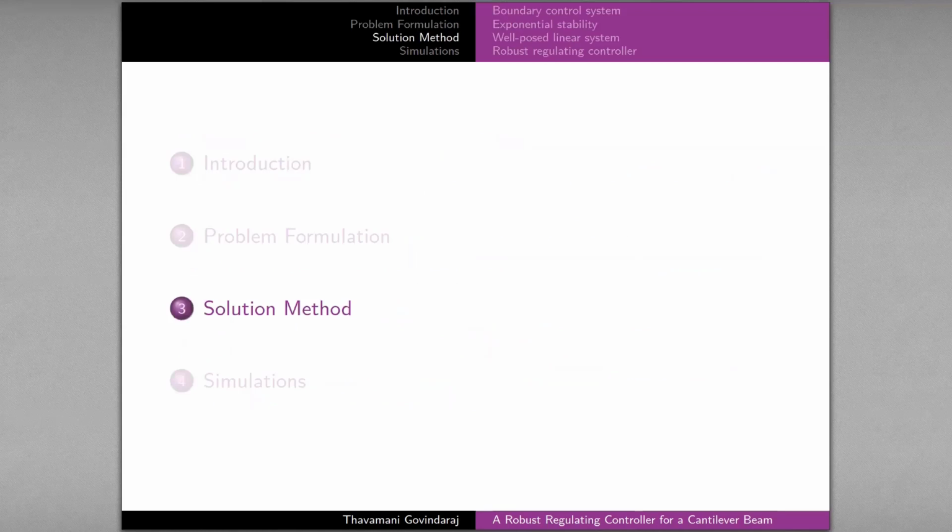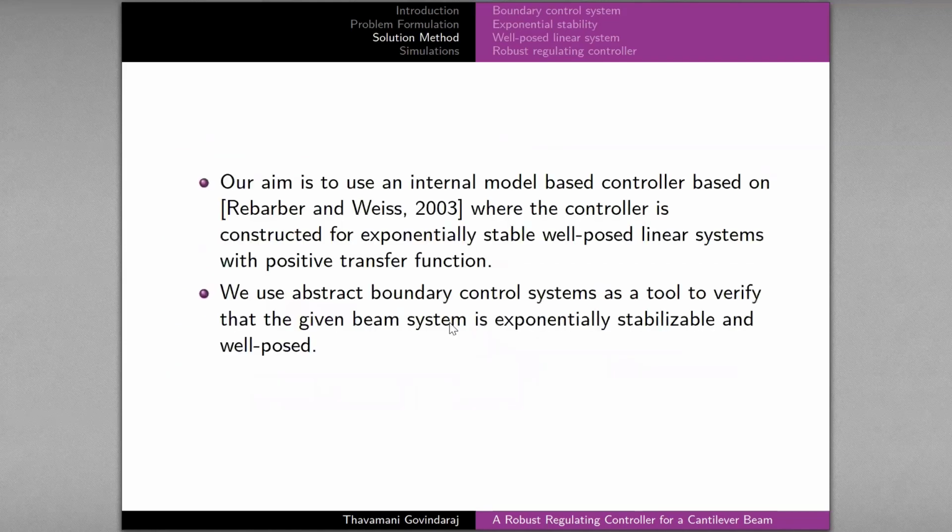Next, let us discuss how we solve the problem. Our aim is to use an internal model-based controller based on Reberber and Weiss, where the controller is constructed for exponentially stable, well-posed linear systems with positive transfer function. So in order to use the controller in Reberber and Weiss, we have to show that the considered cantilever beam is exponentially stabilizable and well-posed, and it has positive transfer function. We use abstract boundary control systems as a tool to verify these properties.